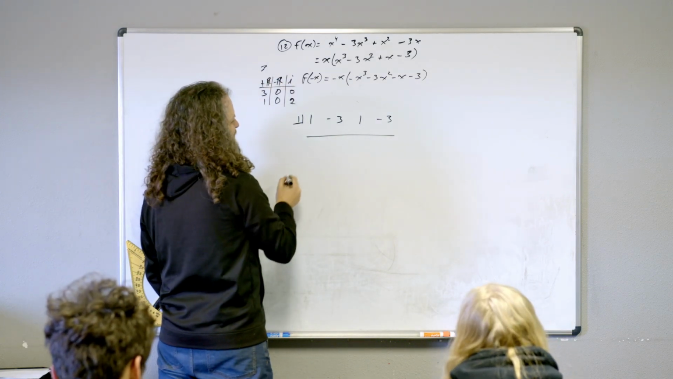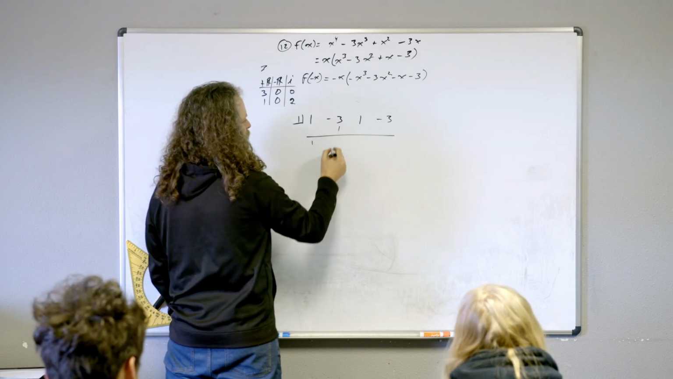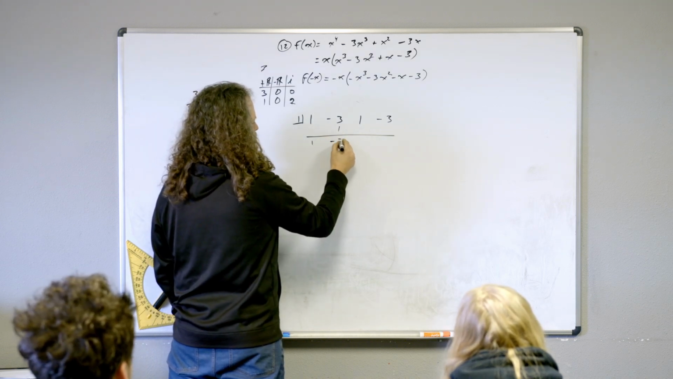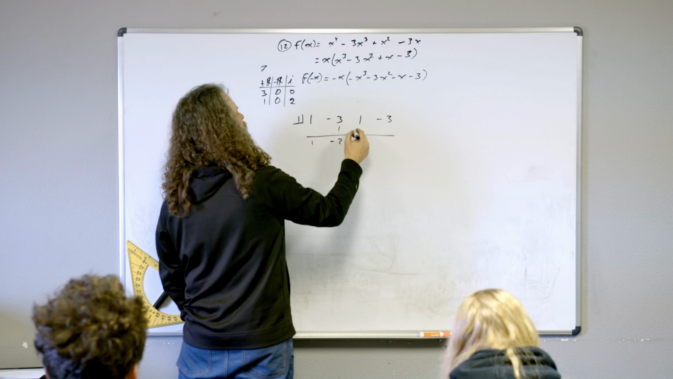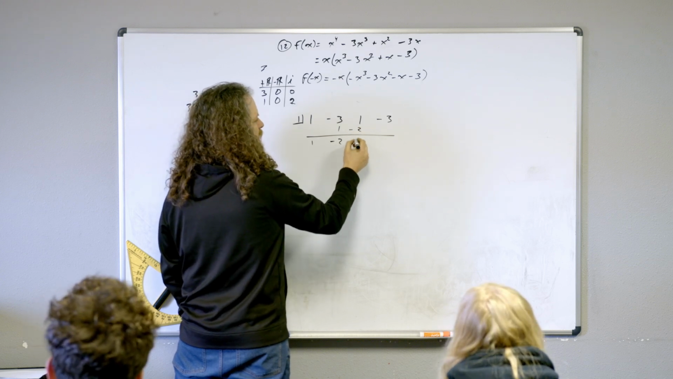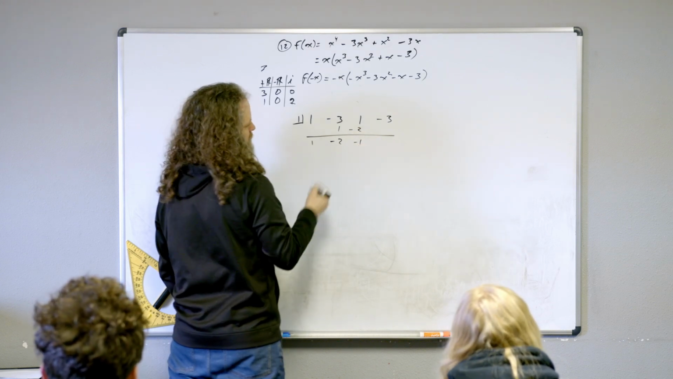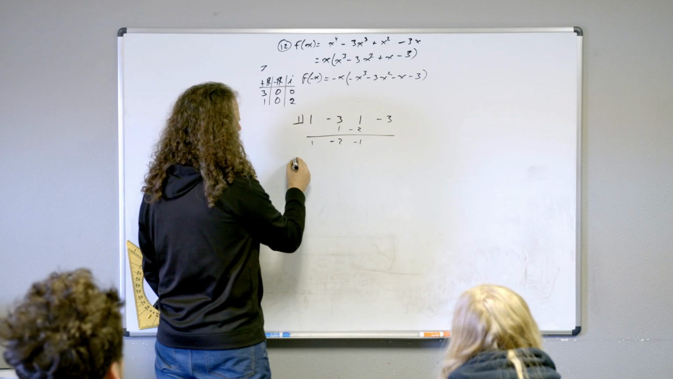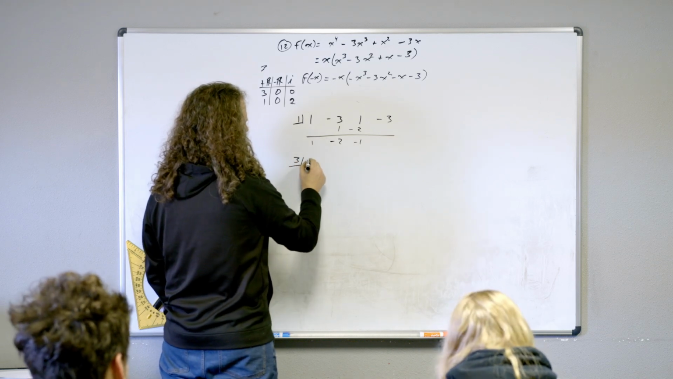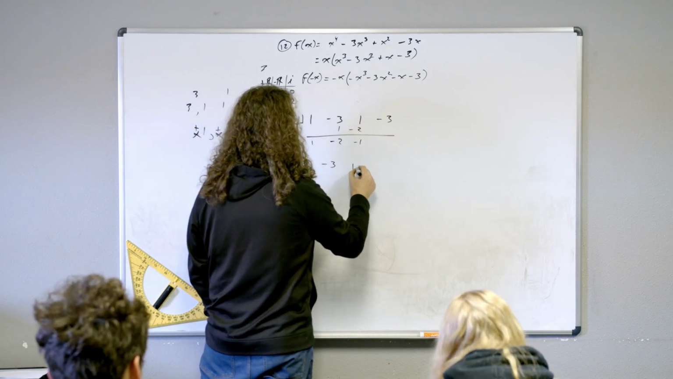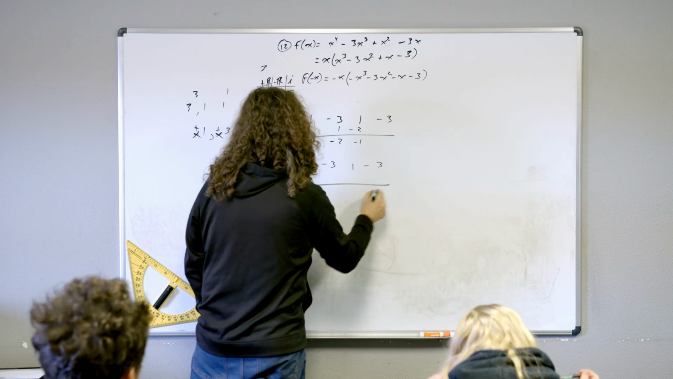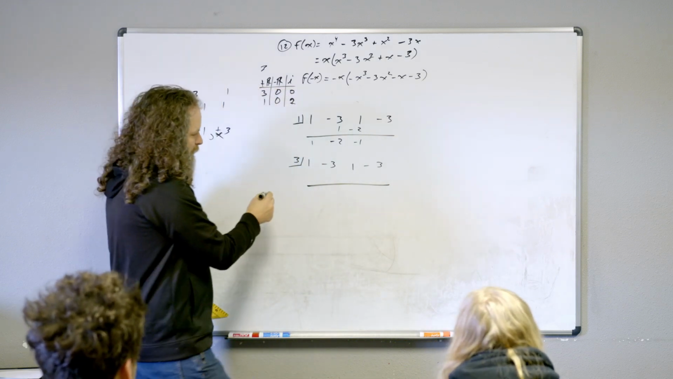1 times 1 is 1. Negative 3 plus 1 is negative 2. Times 1 is negative 2. And that doesn't work. Let's try 3. 1, negative 3, 1, negative 3, 0. Bring down the 1.